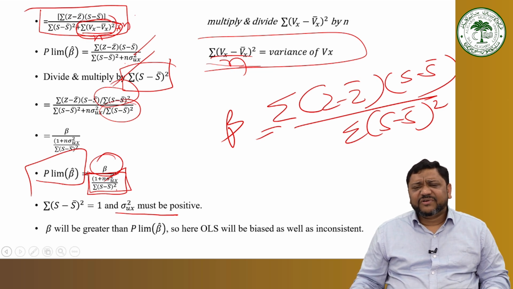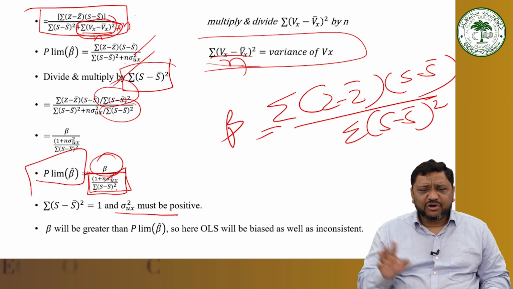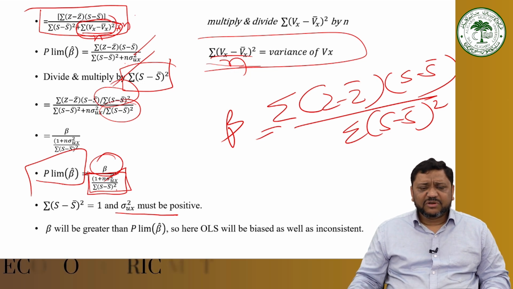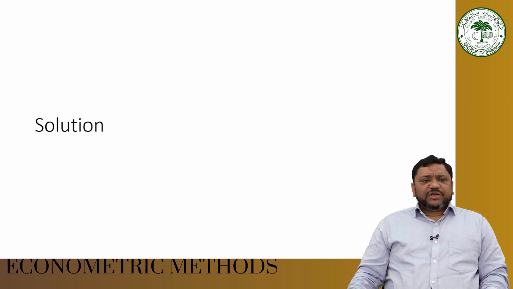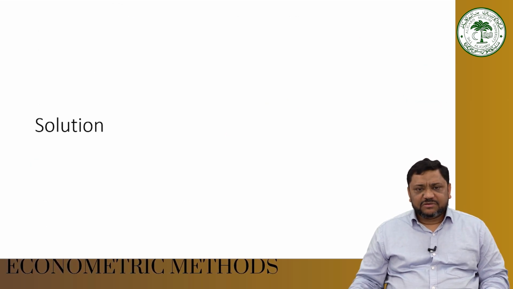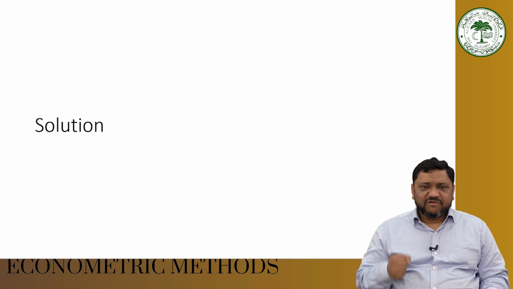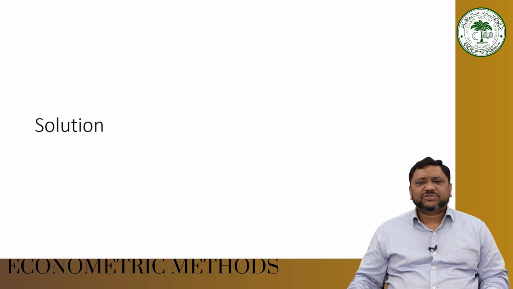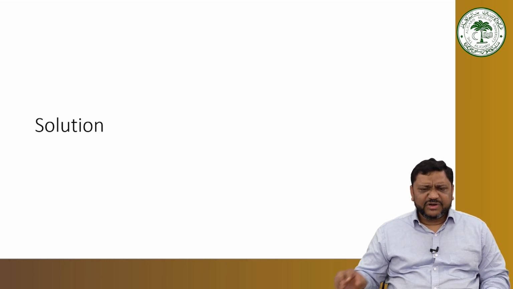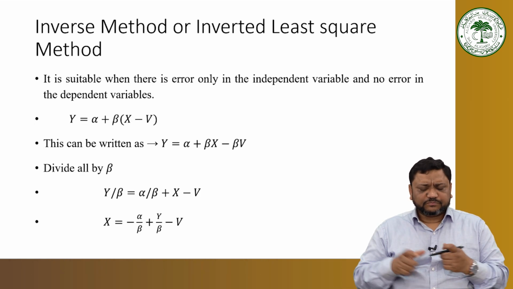And as such, error in variables can only be guessed. It is not easy to test as such, but we can guess whether it is there or not. Now, if this problem is there, we are seeing our beta becomes inconsistent and biased. What is the solution to it? So, econometricians have suggested many solutions. We discuss a few of them in brief.